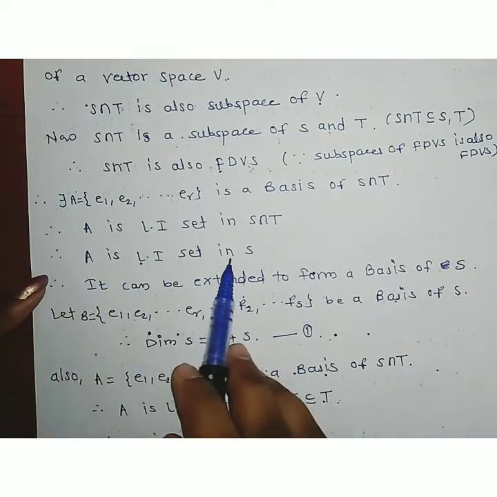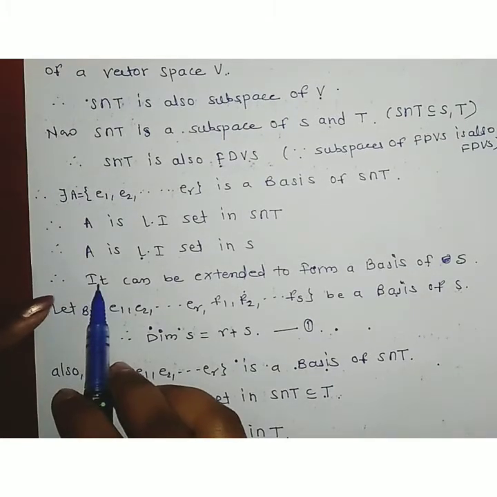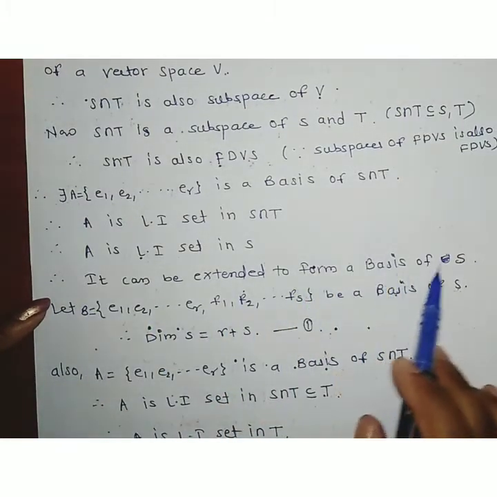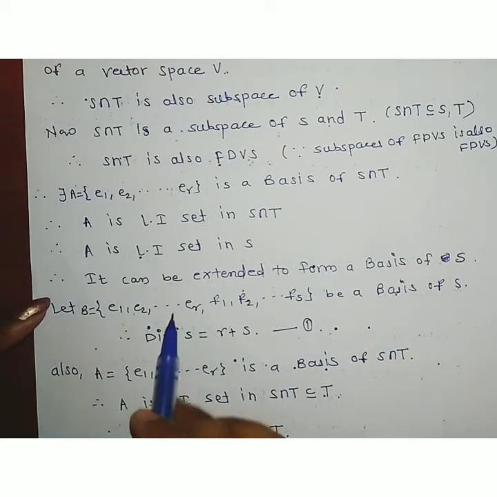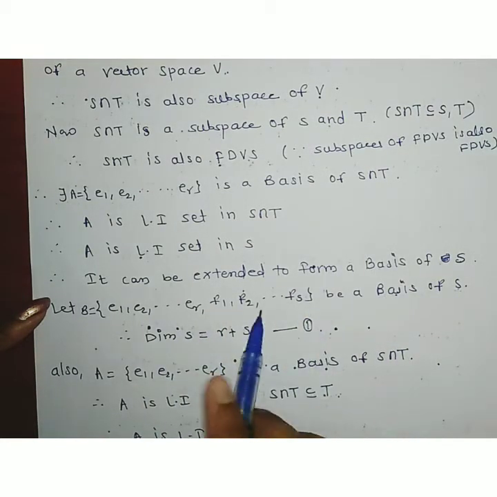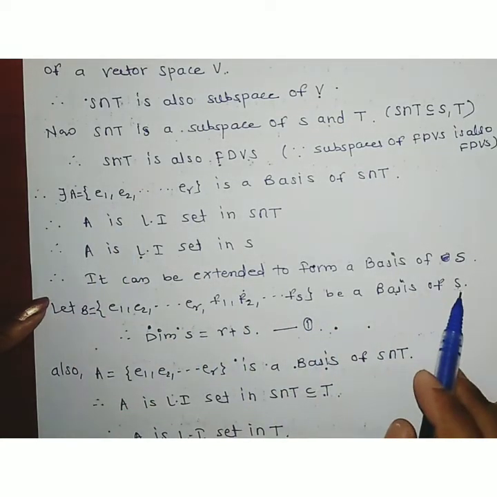As A is a linearly independent set in S, by using the theorem, every linearly independent set can be extended to form a basis of that set. So by using that theorem, it can be extended to form a basis of S. Extended means we can add any number of vectors to the given set so that it can form a basis of the set S.